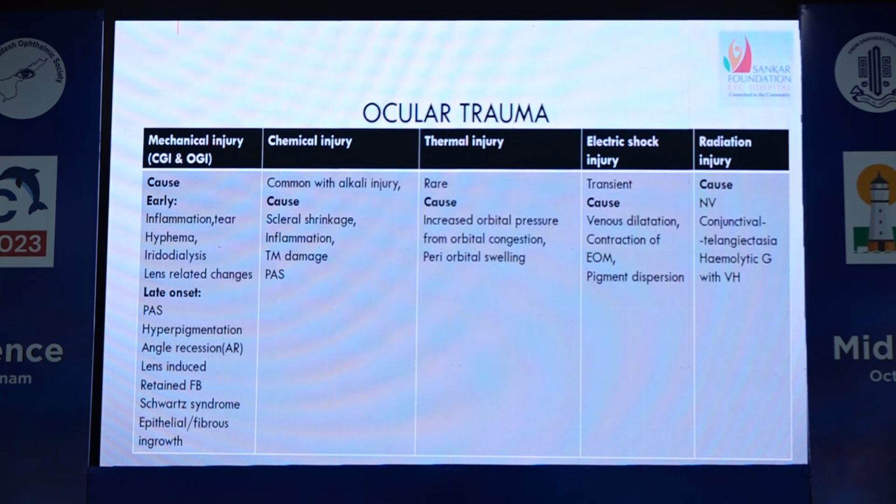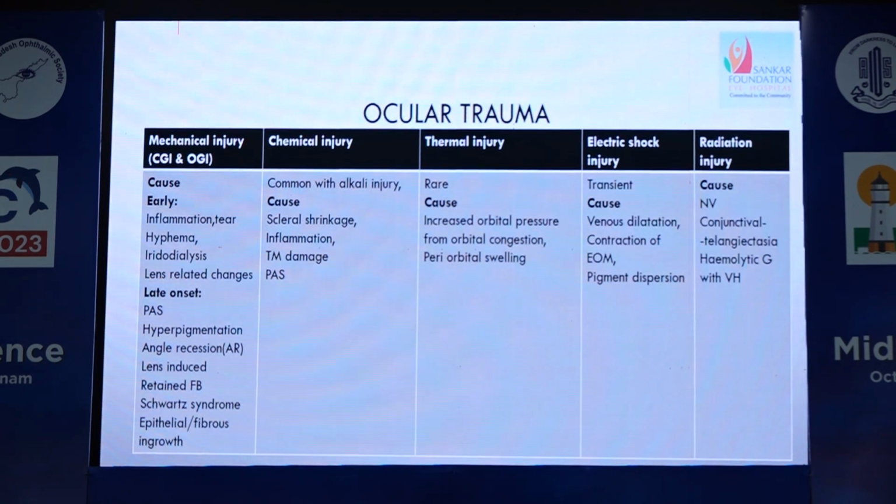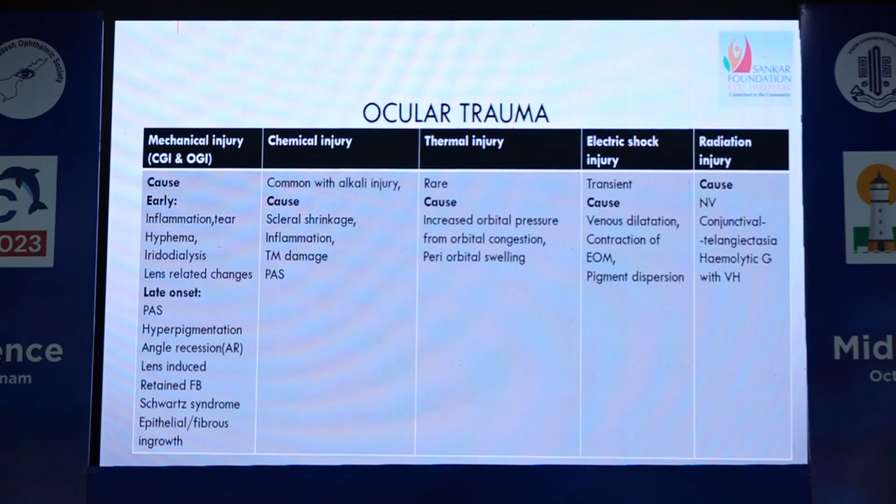In case of open globe, there is retained foreign body, and Schwartz syndrome, where RD-induced pigment release causes secondary open angle glaucoma. In the late phase, one of the most important factors which can lead to glaucoma, and is mostly missed out, is epithelial or fibrous ingrowth. Chemical injury is most commonly encountered with alkali injury.